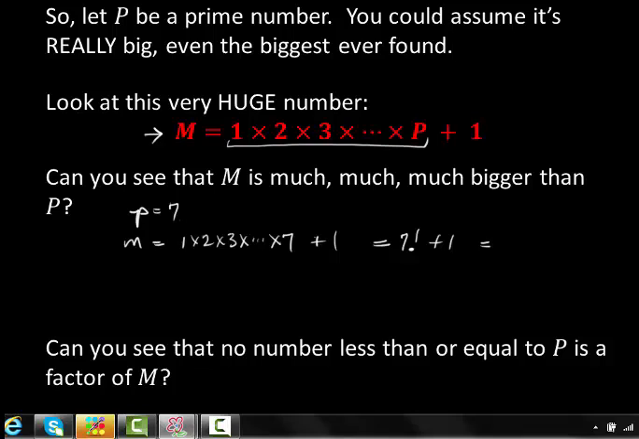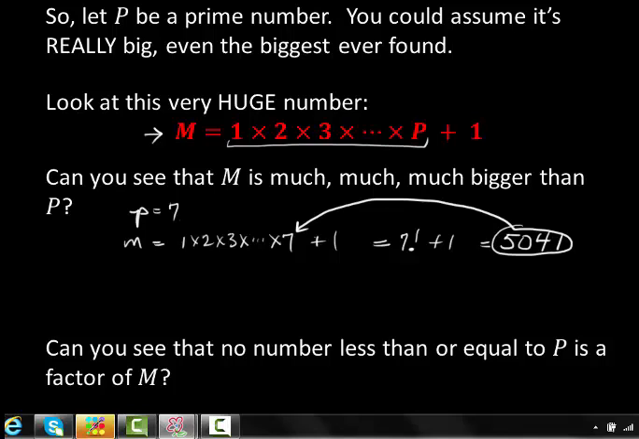Yes, you can get that on your calculator. It's 5,041. So just see, if you pick a value of p and you use it to create this new number, it's way bigger than just that last factor in the product there. So m is always much, much bigger than p.